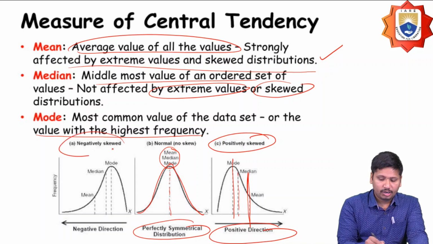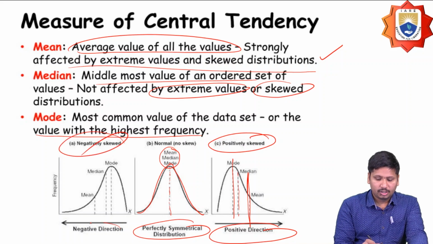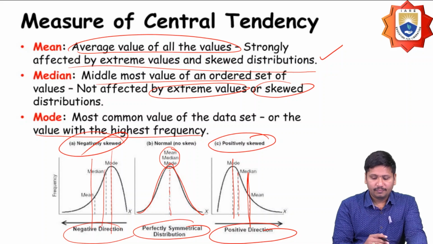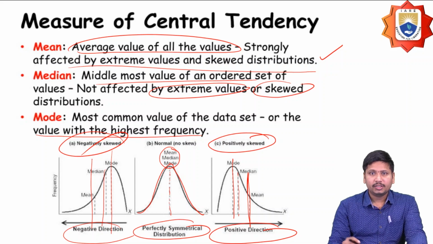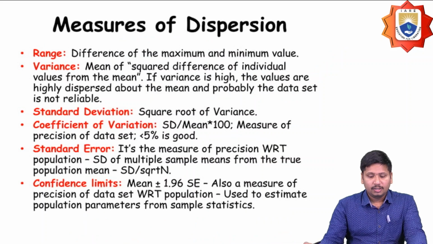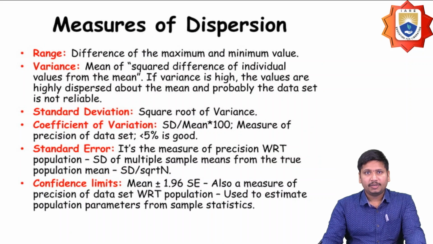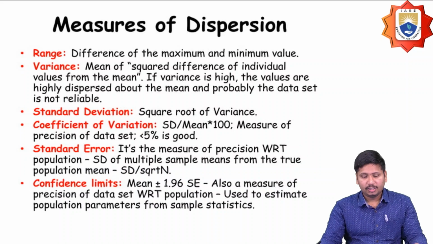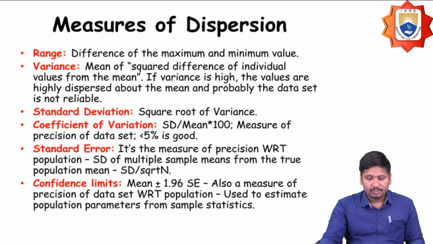Similarly, if I'm going for a negatively skewed distribution, here in the negative direction also, the middle of the graph should be the median, and this should be the mode, and left of that mode should be treated as the mean here. So like this, I'm going to measure the central tendencies for the interval and ordinal data as well. And when it comes to measures of dispersion, what is the range? Range is nothing but the difference between the maximum and minimum value that is going to be considered.